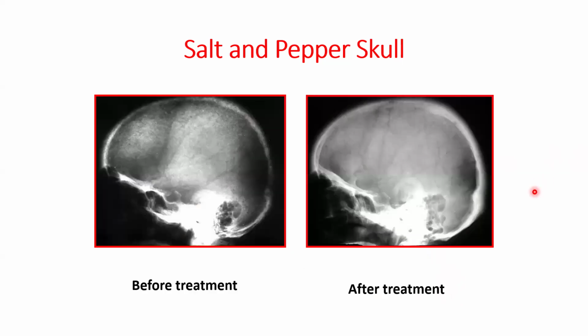Okay? And so this is the salt and pepper skull before treatment and after treatment. The texture, notice the texture of the skull vault, how it looks like. Even. Here it is evenly white, while here it is intermingled with the eroded black areas. All right?